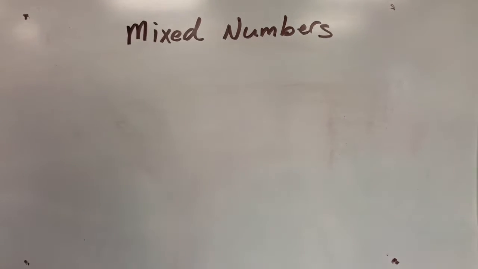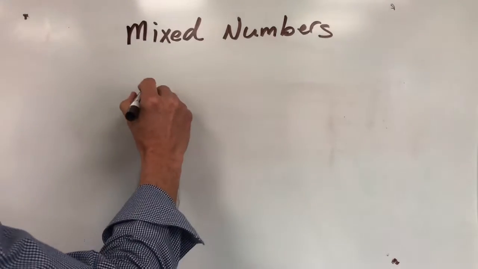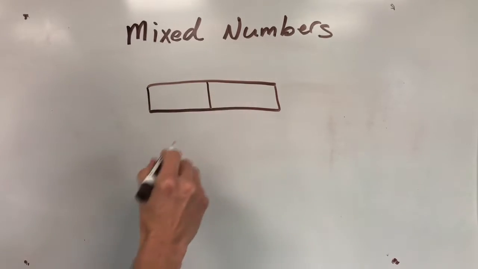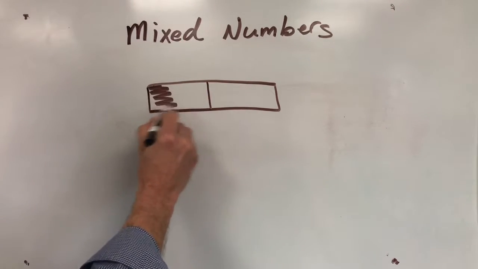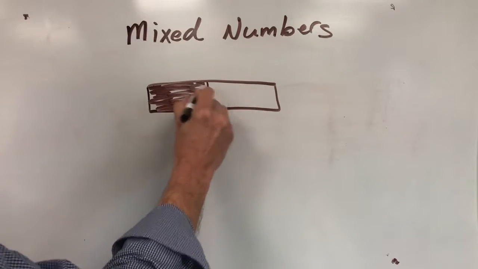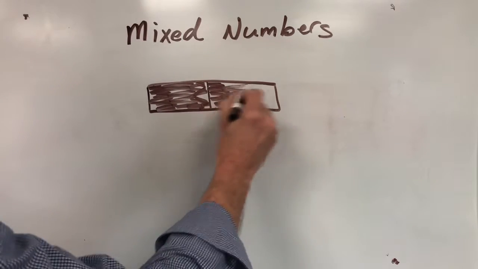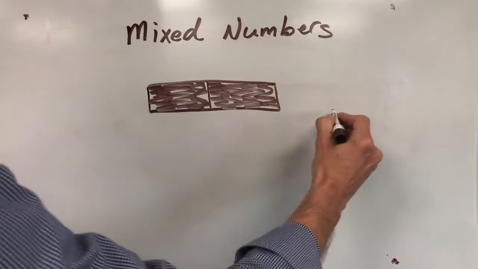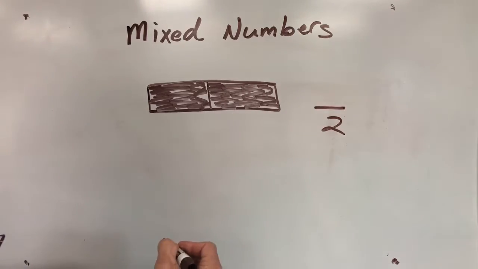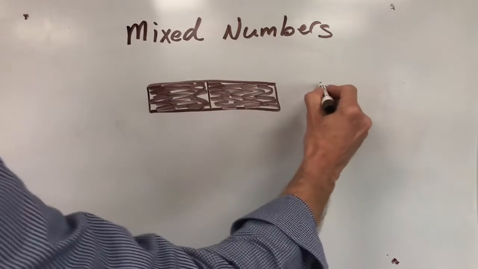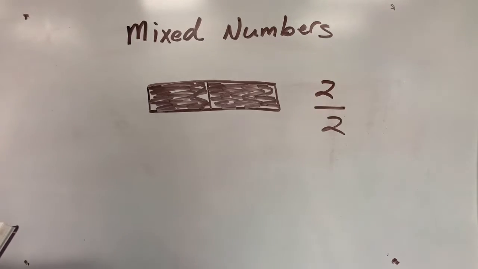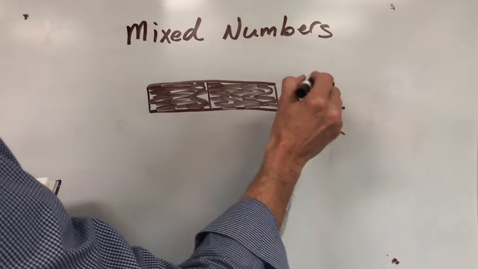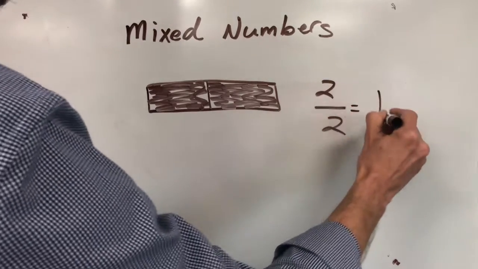For mixed numbers, you can write a whole number as a fraction. So we'll have a diagram like this. It'll have two parts, and both of the parts are shaded. So if there are two parts, that becomes the bottom number. And if both of them are shaded, then 2 would become the top number. And if we work this as a division problem, 2 divided by 2 equals 1.